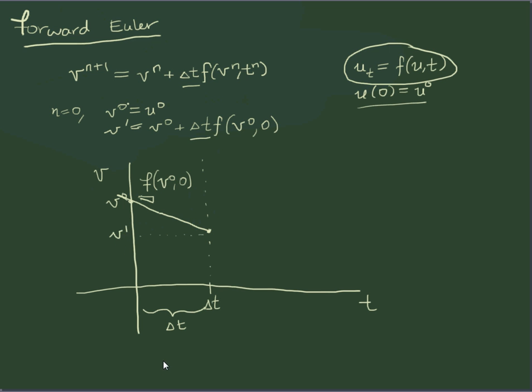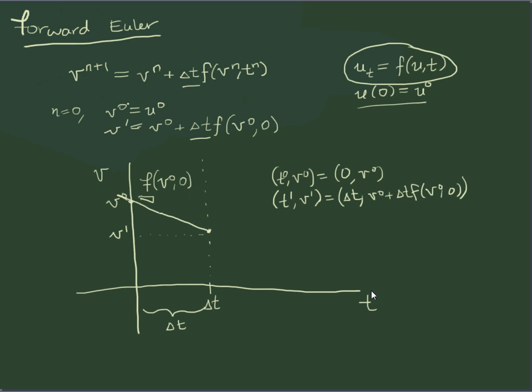So now we have, as part of our numerical solution, t0 and v0 to start with. Remember, that was 0 and the given v0. And now we also have t1 and v1, and that's delta t and v0 plus delta t times f of v0 and 0.